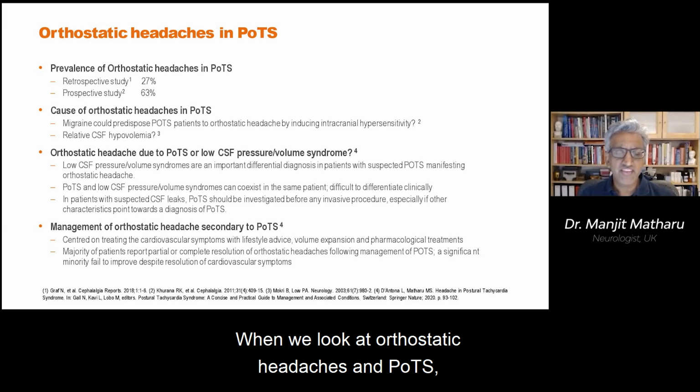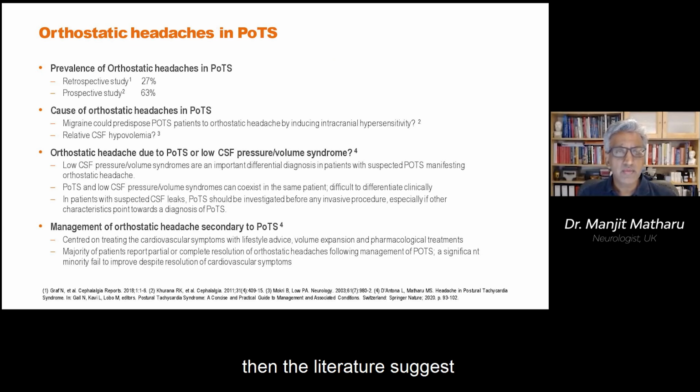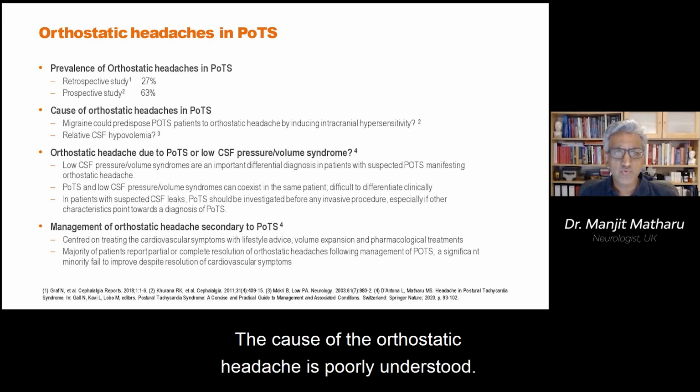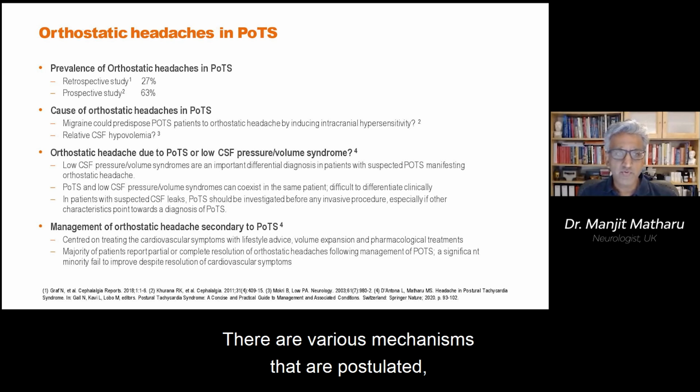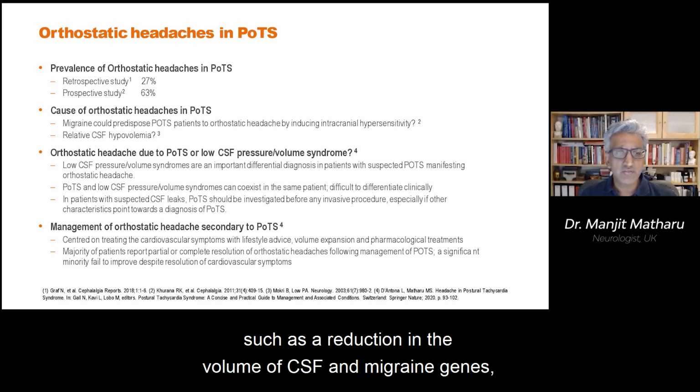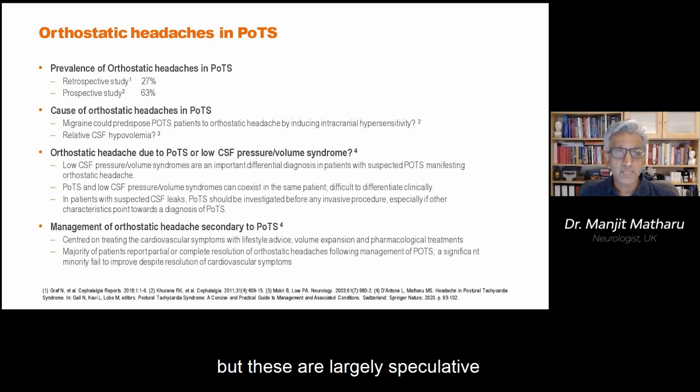When we look at orthostatic headaches in POTS, then the literature suggests that between a third and 2/3 of the patients have got an orthostatic headache. The cause of the orthostatic headache is poorly understood. There are various mechanisms that are postulated, such as a reduction in the volume of CSF and migraine genes, but these are largely speculative and there's very little evidence for them.